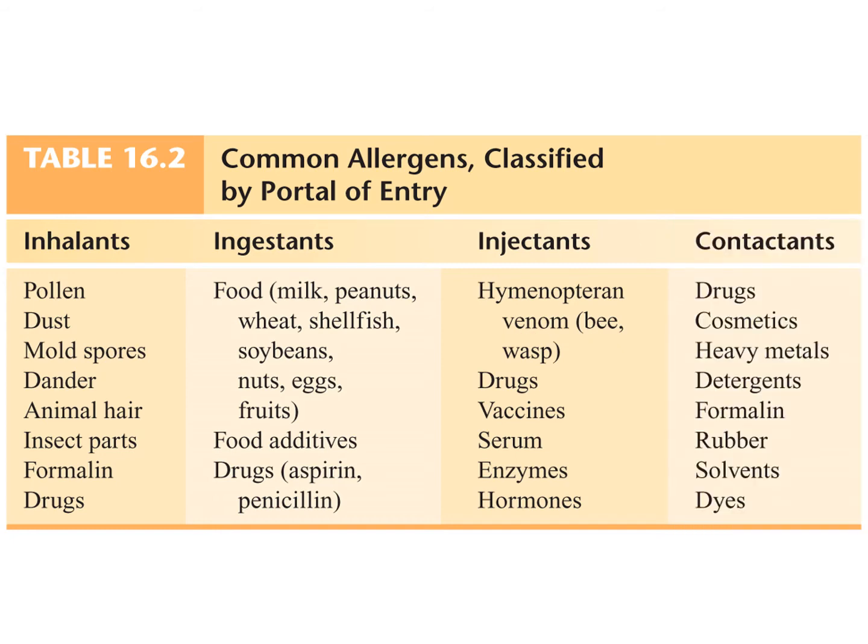The last group are contactants, and contactants are anything that comes in contact with the skin. So that would include drugs that are in creams that are rubbed on the skin, cosmetics, heavy metals that can be in jewelry, detergents that are found on clothes, formalin, rubber, that would be the latex allergy, and different sensitivities to solvents and dyes found in clothes.